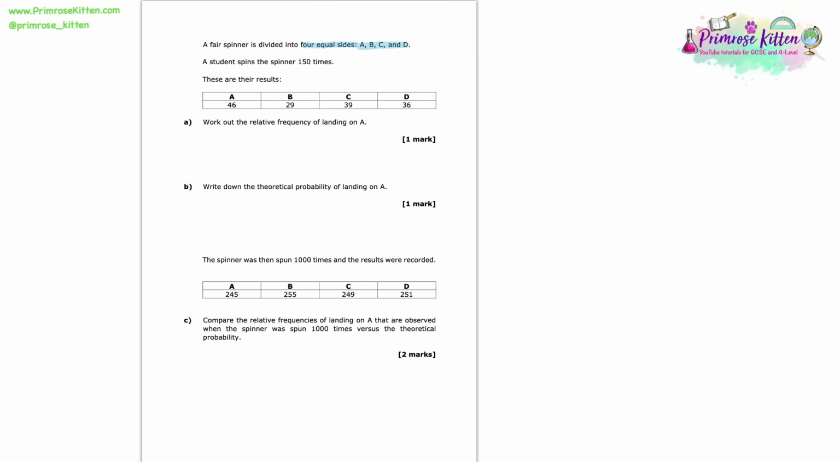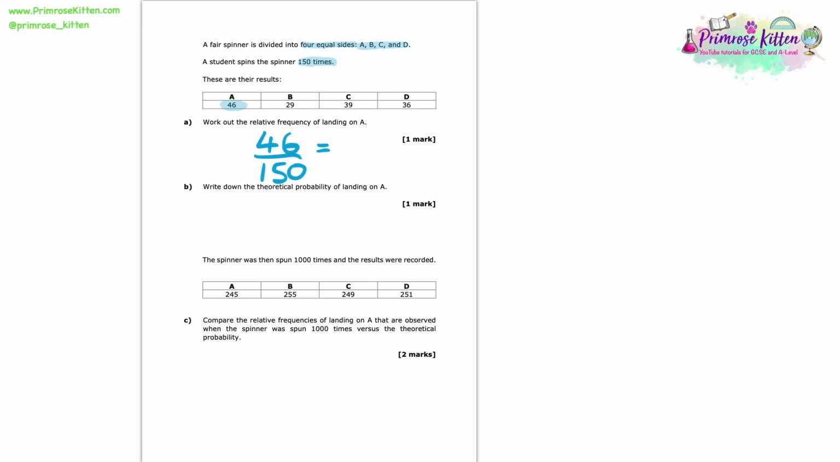So here we're told that we're given a fair spinner which is divided into 4 equal sides, A, B, C and D. A student spins the spinner 150 times, and these are the results. We're asked to work out the relative frequency on landing on an A. So the relative frequency is a bit like the probability. What we want to do is say, how many times do we land on an A out of the total number of times that we spun it? So here in this case, we have 46 out of 150.